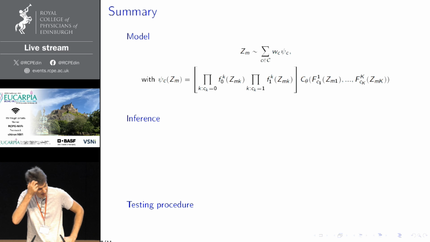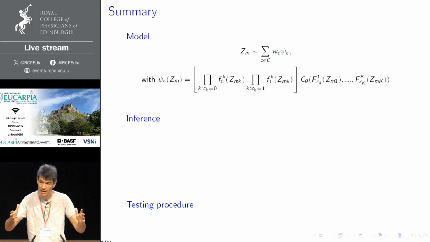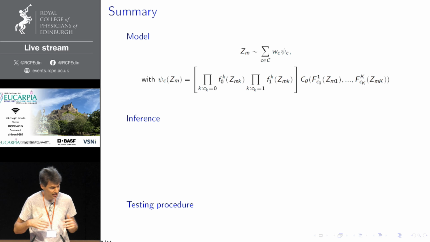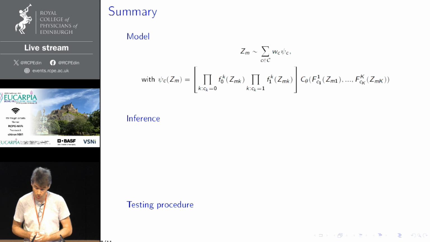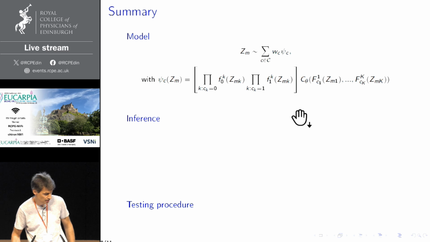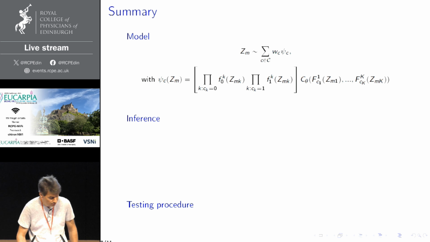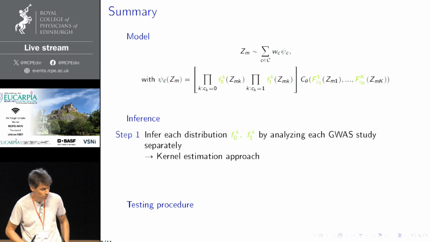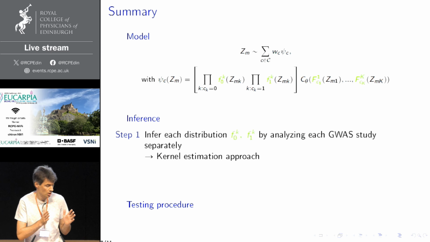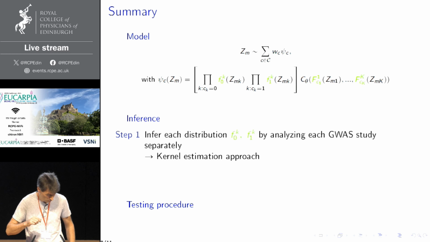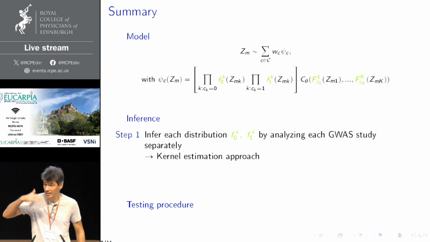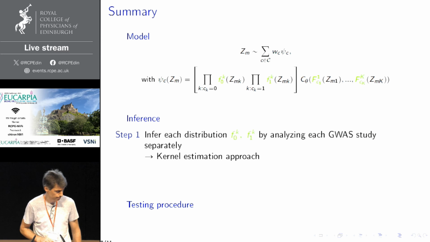Okay, so let's summarize everything. We have a model about the z-scores. This model is actually a model of mixture distribution. These distributions that appear here have a very special shape that is given here. For the inference, I will not say that much, except that this inference is done in 2 steps. In the first step, we estimate the marginal distributions F01 to F1k. And this can be done separately for each of your traits.